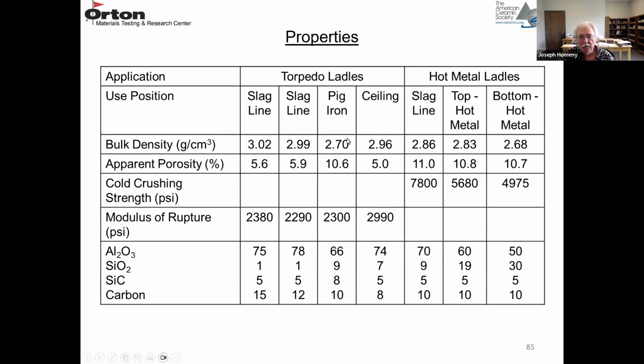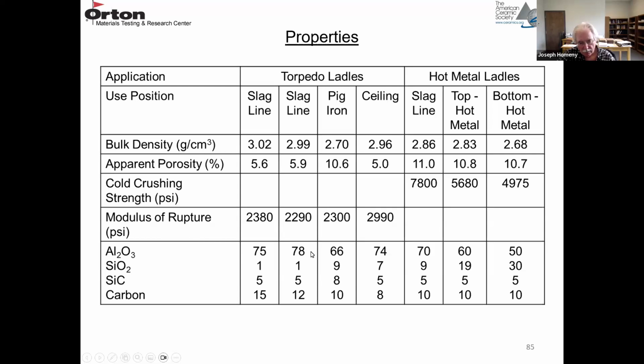So you put your best refractories where you have the highest wear rates. So the density is a function of the composition. And these are all between 5 and 10% porosity. And at these lower porosities, the cold crushing strength in PSI is quite high, 5 to maybe close to 8,000 PSI, and the MORs are also rather good. These are also cold MORs, all around 2 to 3,000 PSI.